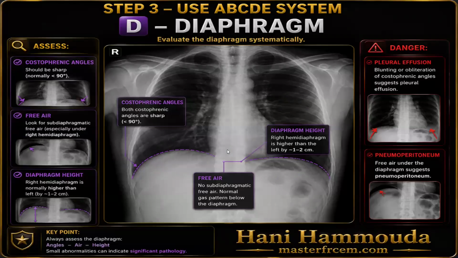Done. Then diaphragm. Try to be concise also. The right diaphragm should be above the left diaphragm. If you find any blunting of any angle, it means effusion. If you find any air under the diaphragm, it means perforation.